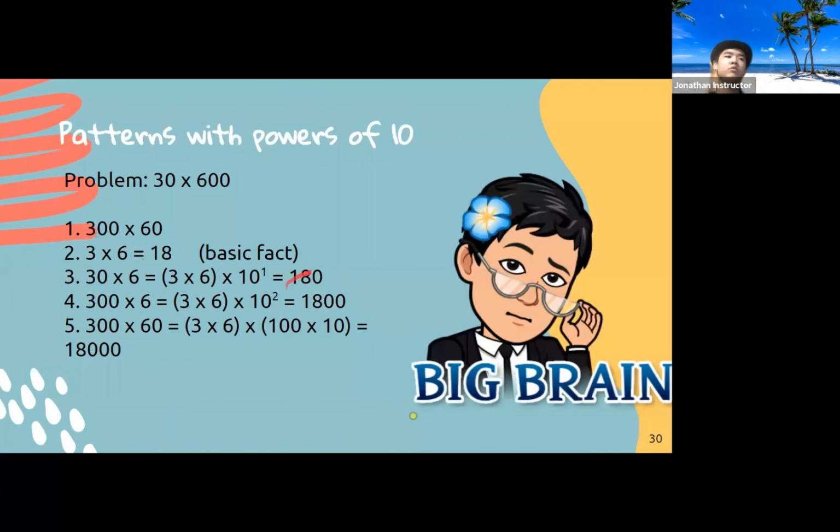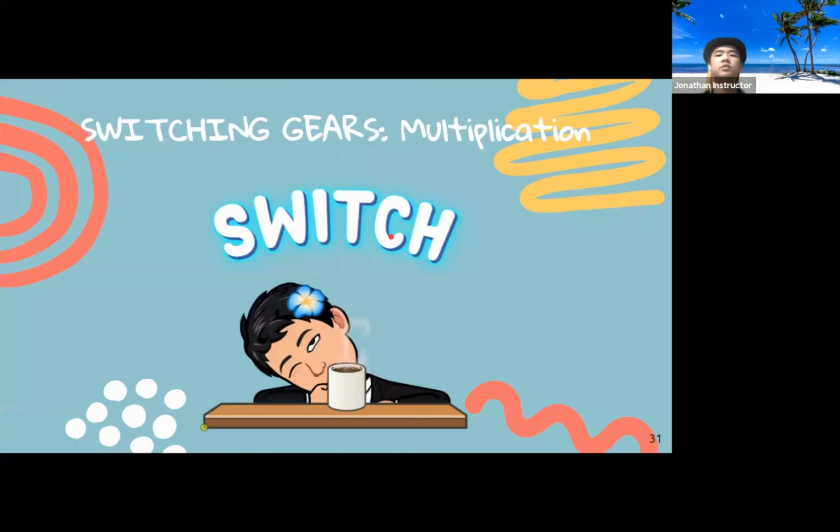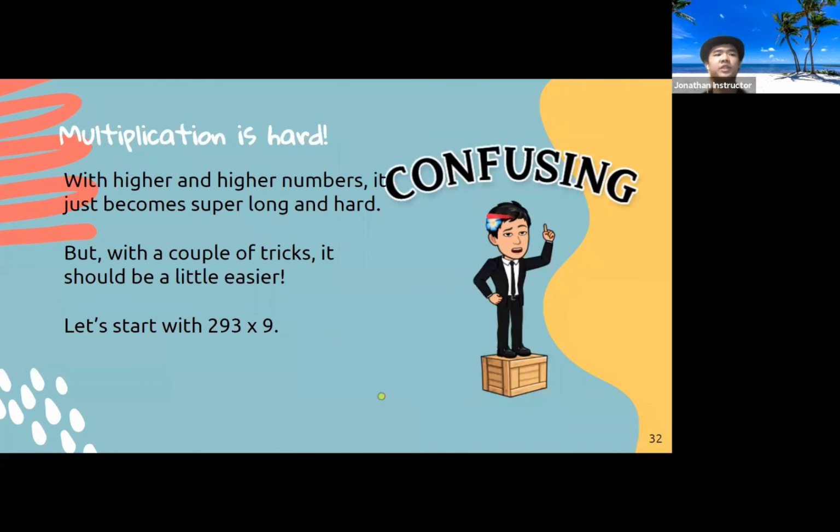So we learned how to do that today. Very easy. Okay, so now we've got to switch gears. Now we've got to go to multiplication. Multiplication is super hard. With higher numbers, it becomes really long, really tedious, and really confusing. But a couple of tricks should make it a little easier.